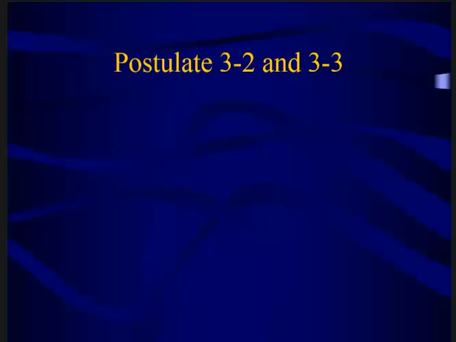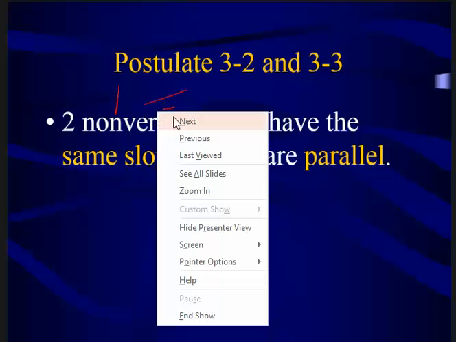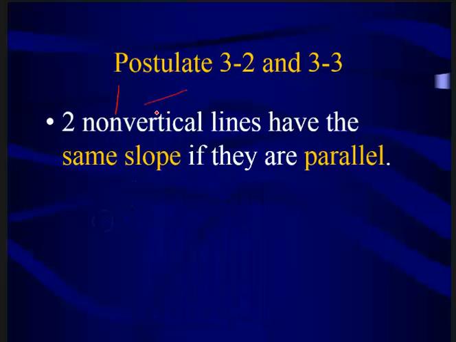There are a couple of postulates that go along with this concept. If I have two non-vertical lines, what is vertical? Vertical means straight up and down. So I have two that are not vertical, so they're slanted some way. If they have the same slope, which means they are slanted the same amount, then they are parallel. Two non-vertical lines having the same slope are going to be parallel.